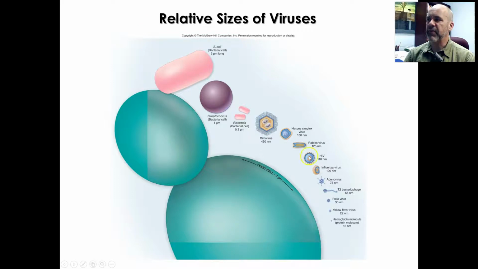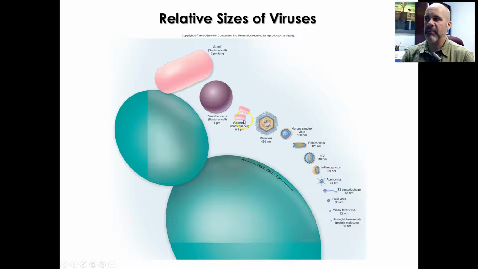This is a figure from your textbook, which is trying to give you some perspective on the relative sizes of viruses. And we did this earlier in the class with an interactive activity. Here in greenish blue you've got some example yeast cells, yeast or single-celled fungi. And here's an E. coli bacterial cell about 2 micrometers long. Here's an individual streptococcus bacterial cell about 1 micrometer in diameter.